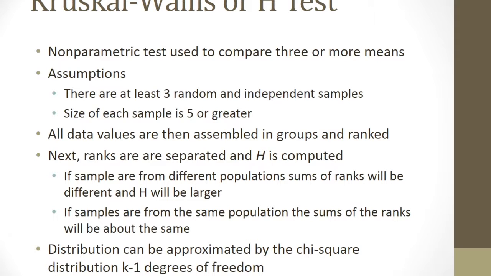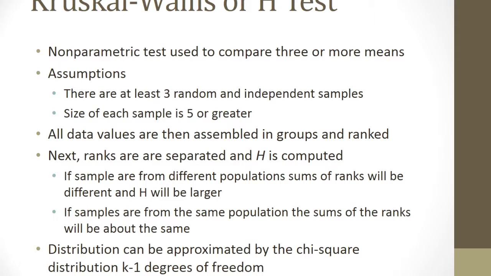The Kruskal-Wallis test, also known as an H-test, is a non-parametric test used to compare 3 or more means. When performing this test, we have 2 main assumptions. The first assumption is that there are at least 3 random and independent samples. Our second assumption is that the size of each sample is 5 or greater.